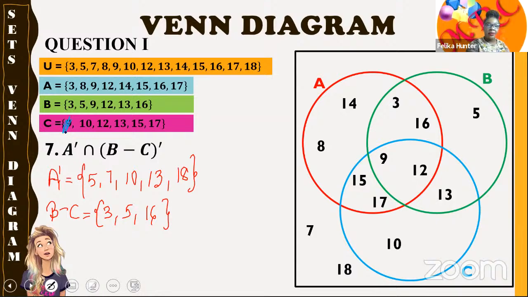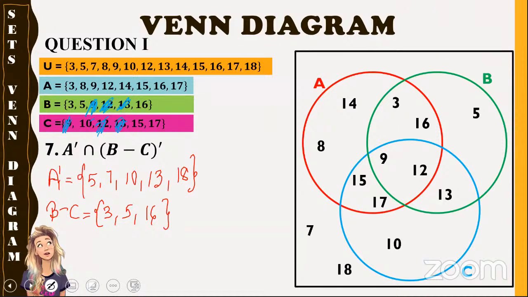So 9 is here, so we take it out of B. 10 is here. No, we don't have any 10. 12 is here, we take it out of B. 13, we take it out of B, and that would be it. Whatever now is left in B would be our solution. Not what is left in B and C, but only what is left in B.